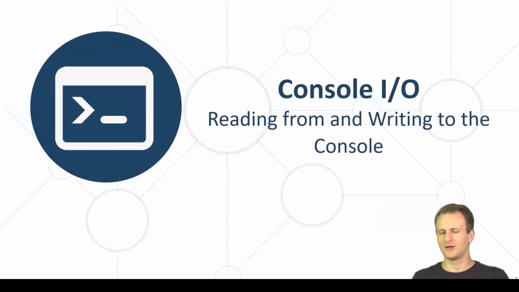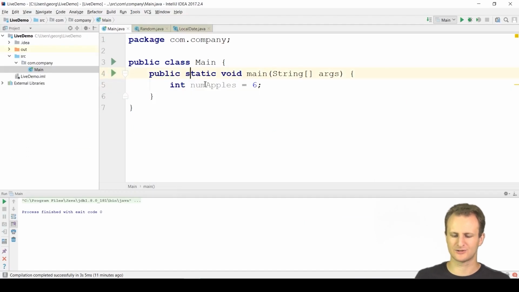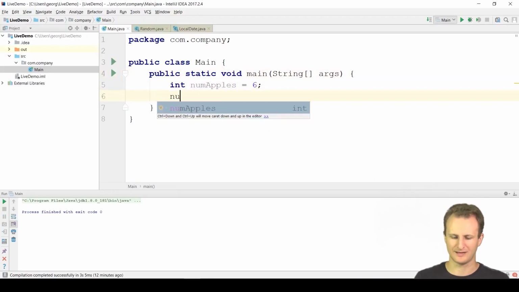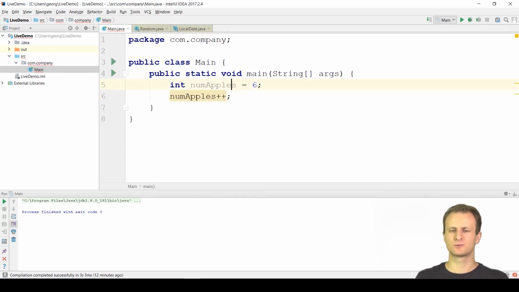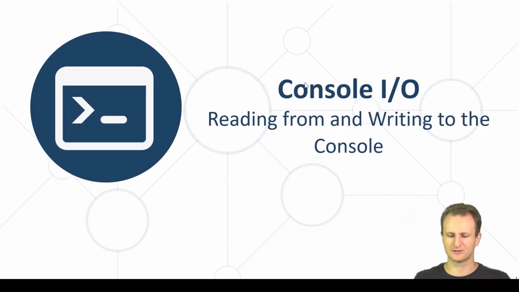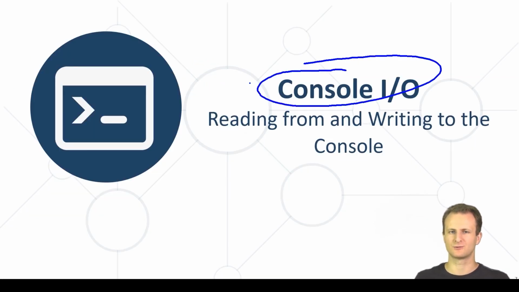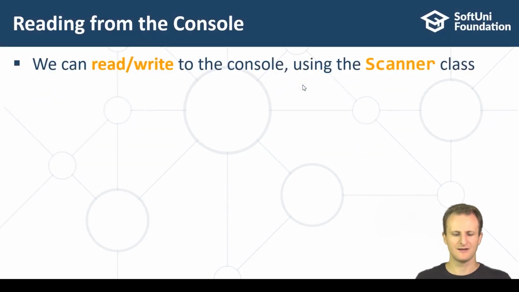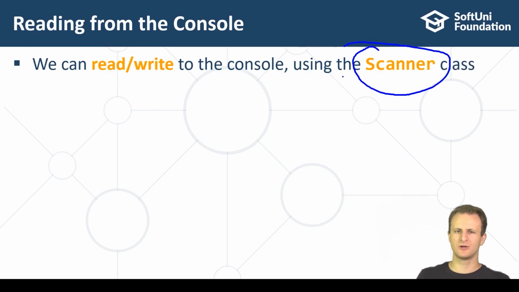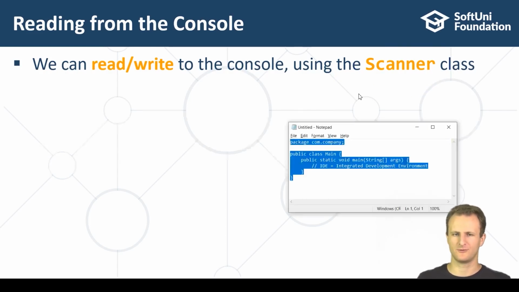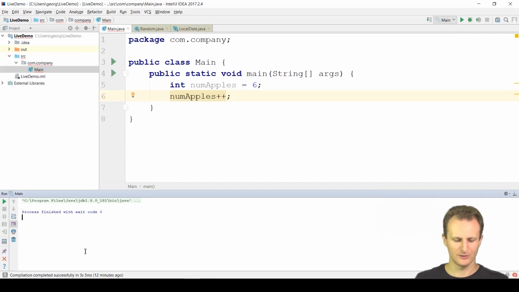Okay, so once we've created our variables, let's see how we can use them, because I actually did use my variable. I increased it by 1, I changed its value by 1, but since we're writing console applications, there isn't really any way to view the results of our program unless we use the console input and output functions which Java provides. So Java has a built-in scanner class and other libraries which allow you to read and write to the console.